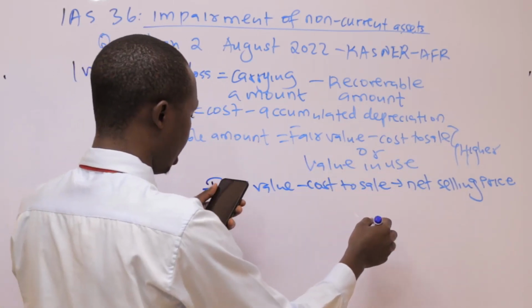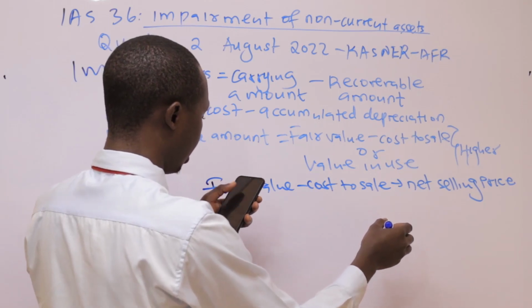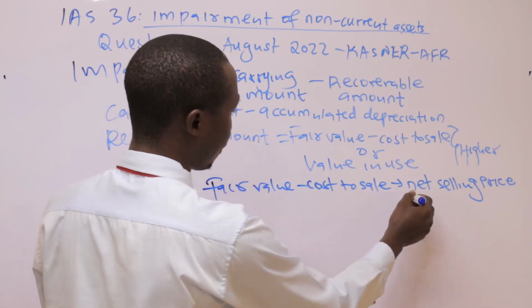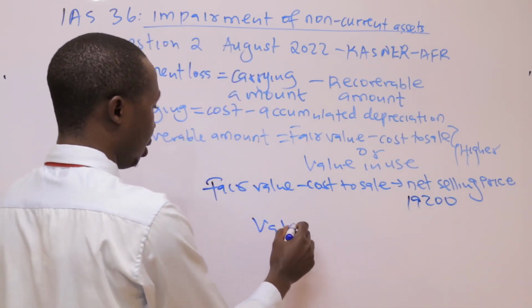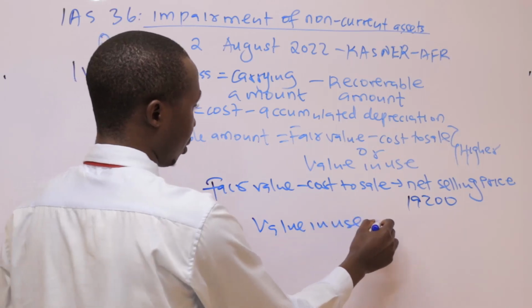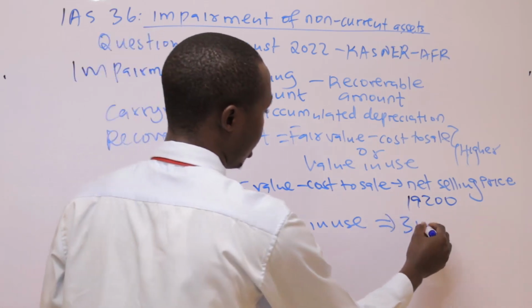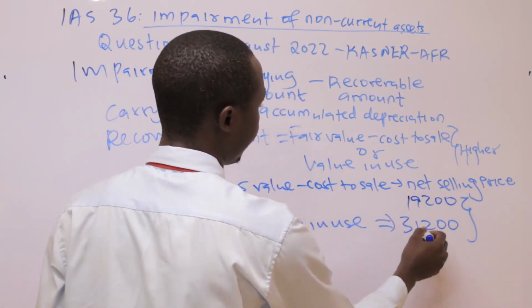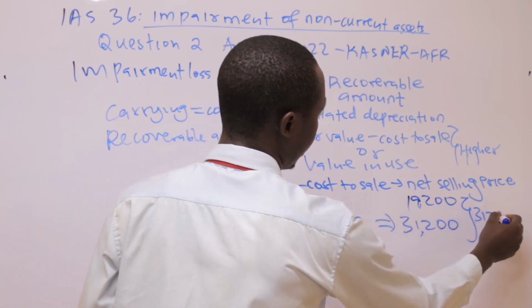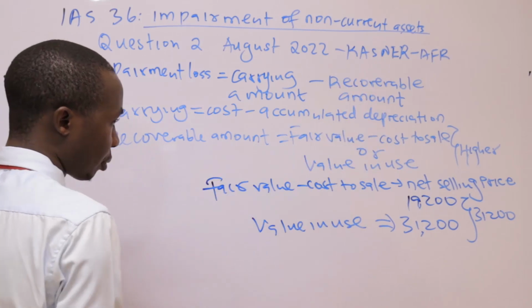Since we have the net selling price of 19,200 from additional information number 1, we compare it with the value in use of 31,200. Between the two, the higher is 31,200. So that is our recoverable amount.